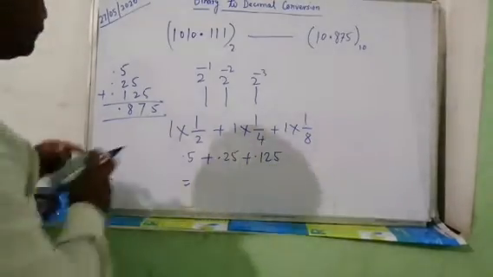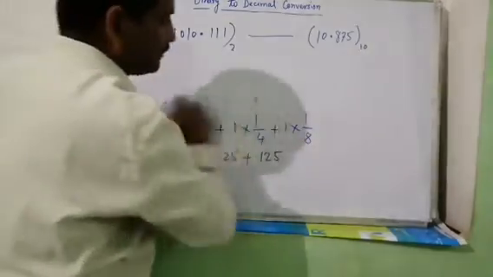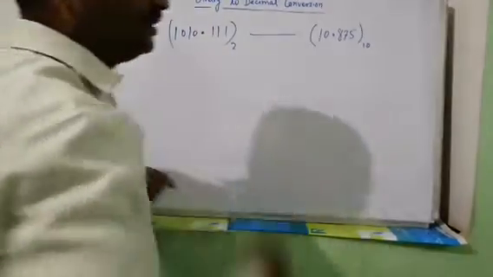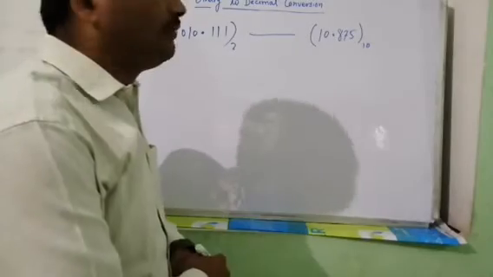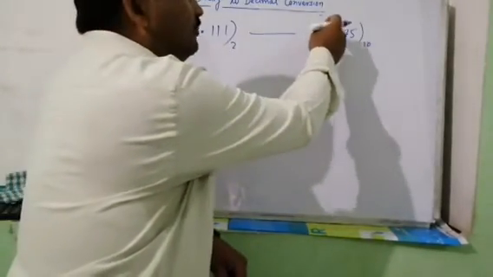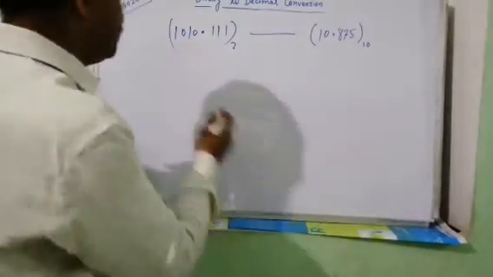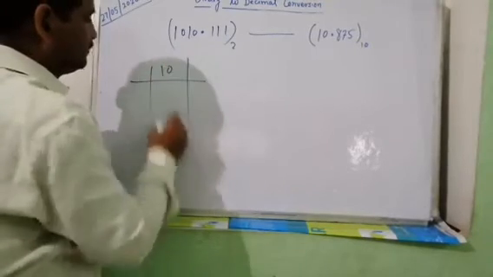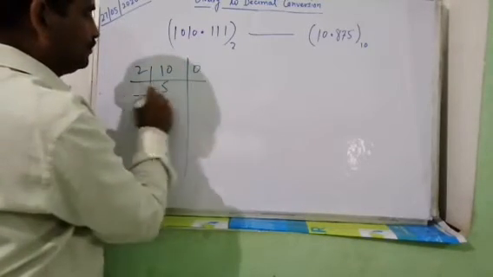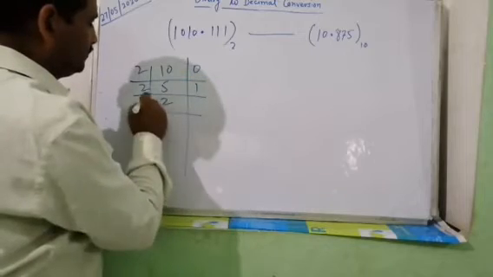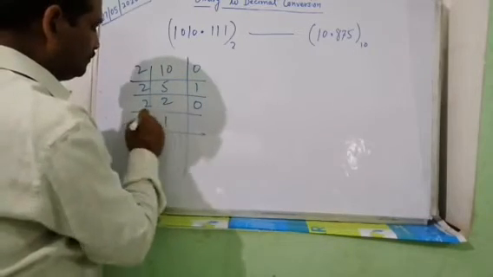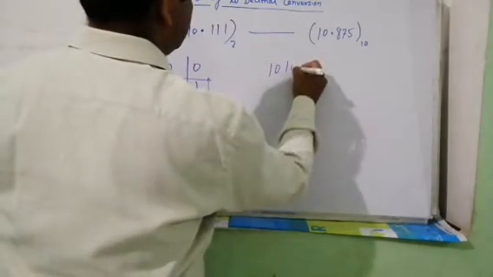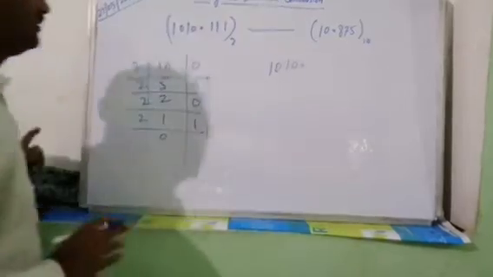Let us check by converting into binary. So this is the decimal of 1010.111. In decimal, 10.875. So just check this is correct or not. 10, 5, 0, 1, 0. 1, 0, 1, 0. This is correct.